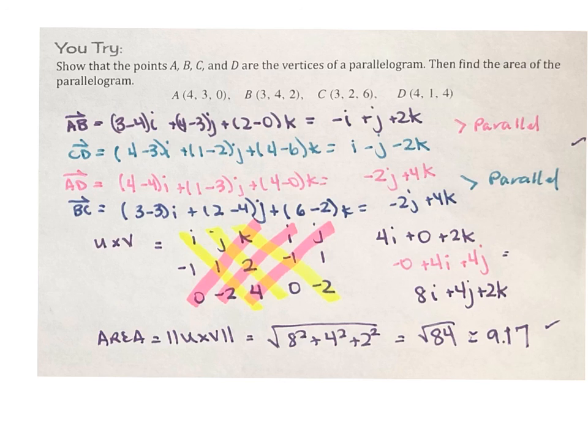So if you try this out, AB is parallel to vector CD, and that's I minus J minus 2K. And then vector AD is parallel to vector BC, and that's negative 2J plus 4K. So multiply u times v, you would get 8I plus 4J plus 2K. And then the area is the square root of 84, or approximately 9.17.